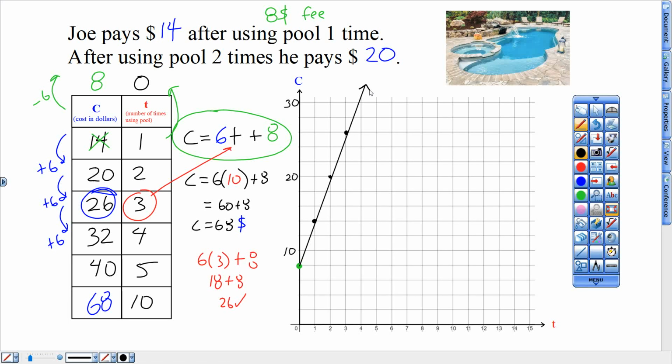And then just one more thing you got to know. Let's take a look at this point right here. What's going on right there, folks? That's the point 2, 20, which means using this pool 2 times cost you $20. Write that. Using the pool 2 times costs $20. You need to know that.